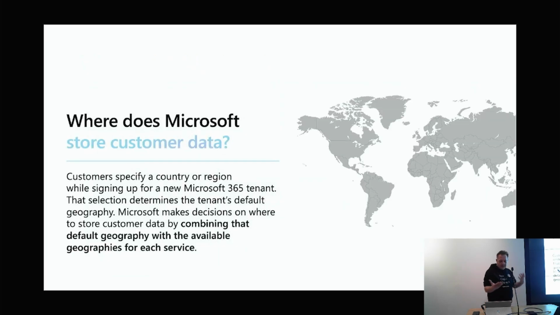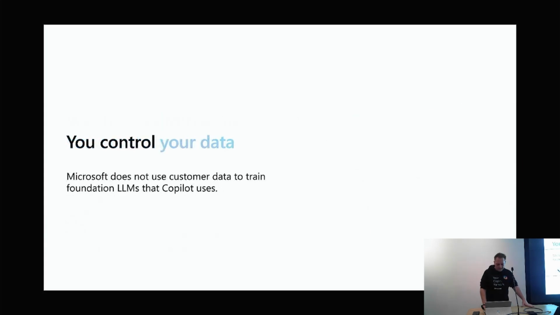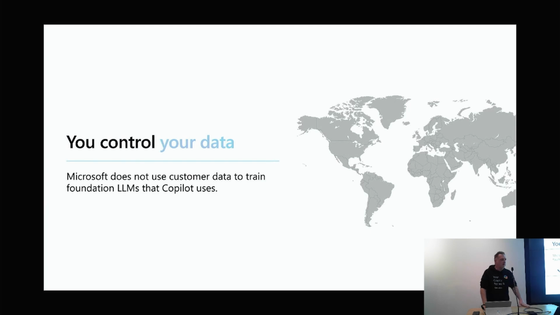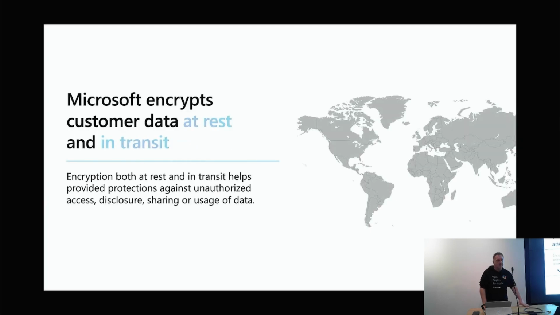So I'm sure a lot of people do know the answer to a lot of these questions, but where does Microsoft store your data? Long story short, where you tell it to. If you tell it to store it in Australia, it will store it in Australia. If you want it to store it somewhere else, it will do that there as well. You control your data. Microsoft does not train based on your data. And it's always encrypted at rest and in transit. So that way it's all safe and secure.